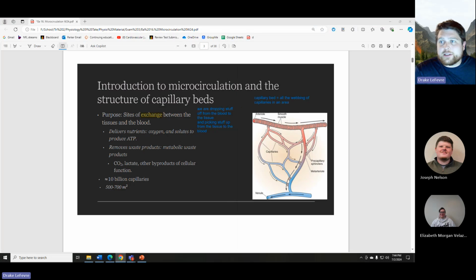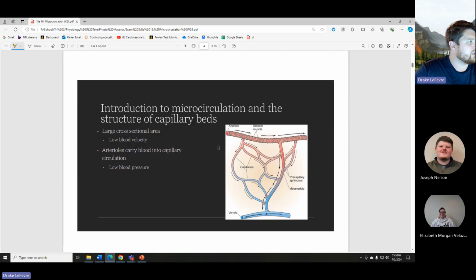I really like that video because it shows what's actually happening. Okay, so we deliver the nutrients, the oxygen, the solutes, and all that stuff to produce ATP, and we remove the waste, the metabolic waste, CO2, lactate, any other products. And there's a ton of capillaries in our body. Tons and tons of capillaries, because they're what go into all of our bits and pieces of tissue to make sure that it has blood.